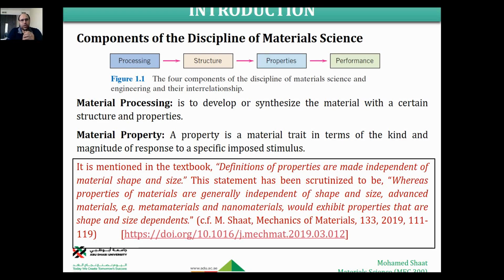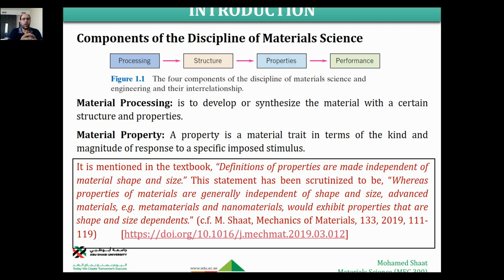Now let us move to the components of the discipline of material science, or the different subjects or essential keywords of material science. Or in other words, in order to study material science, what are the subjects that you should cover in a material science course? It is not necessary to cover all of them, but anyway, you should have background on all of these different disciplines of material science. So starting with, there are actually 4 disciplines. We do have the processing, the structure, the properties, and the performance.